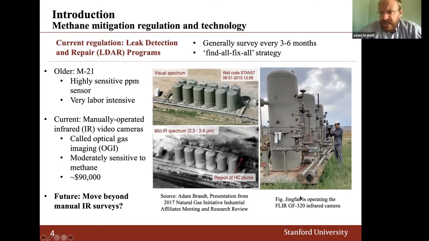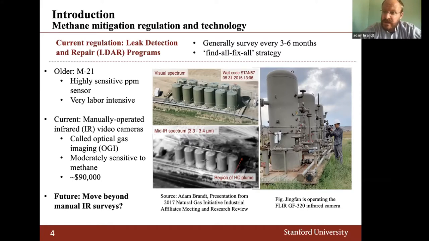I would say what people currently do are these manually operated infrared IR cameras, often called optical gas imaging. They give you an image that looks like this. These are a couple of helicopter images, a real time simultaneous RGB and IR image taken August 31st, 2015 at 1:06 p.m., to be precise. You can see that this plume in the bottom panel is not evident in the RGB, right? And so this is what the IR image gives you, it lets you see methane plumes. I'd say it's moderately sensitive compared to Method 21, and it's reasonably expensive. The instrument is $90,000 to $100,000. I think we paid $102,000 for ours or something like that.